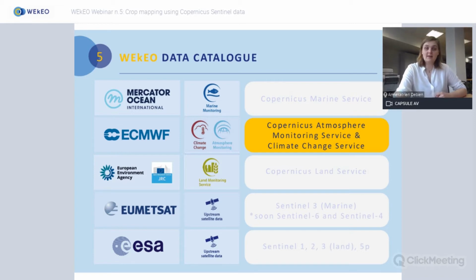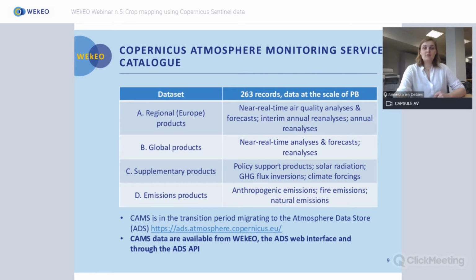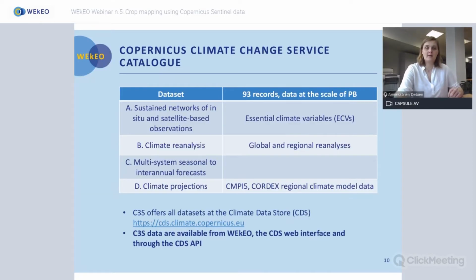The atmosphere monitoring and the climate change service are managed by ECMWF. So in terms of atmosphere, also here in this case, we're looking at the atmosphere in Europe, but also globally. And again, it combines in situ measurements, satellite data, and model data to provide analyses of air quality, of solar radiation, greenhouse gases, and forecasts into the future of how will the air quality evolve in the coming days. What's the pollen distribution forecast, for example?